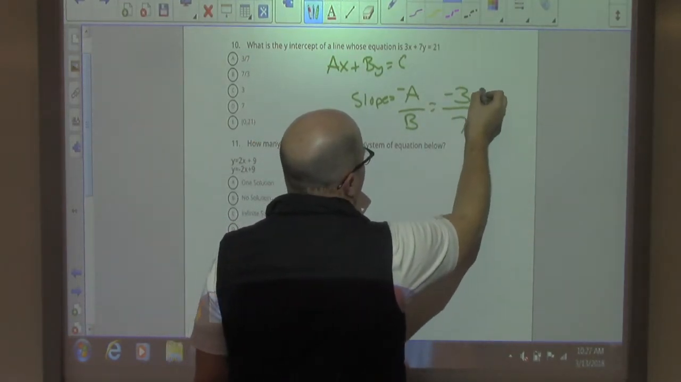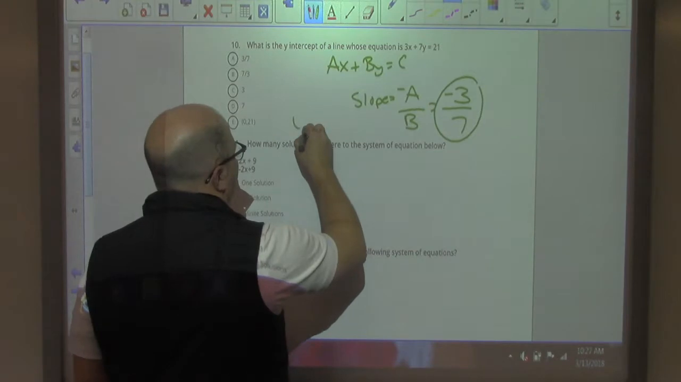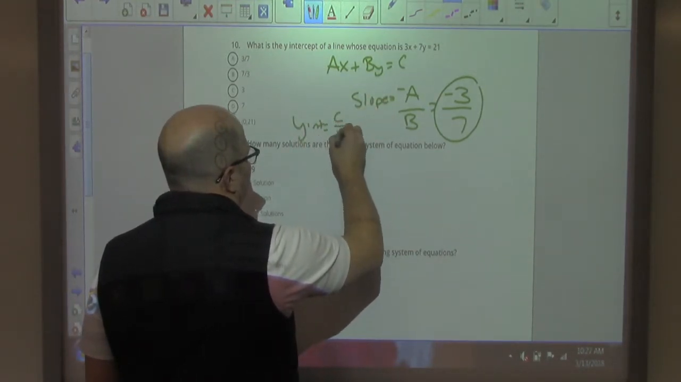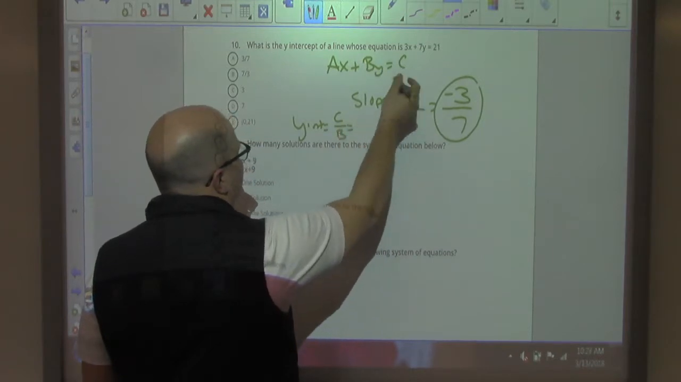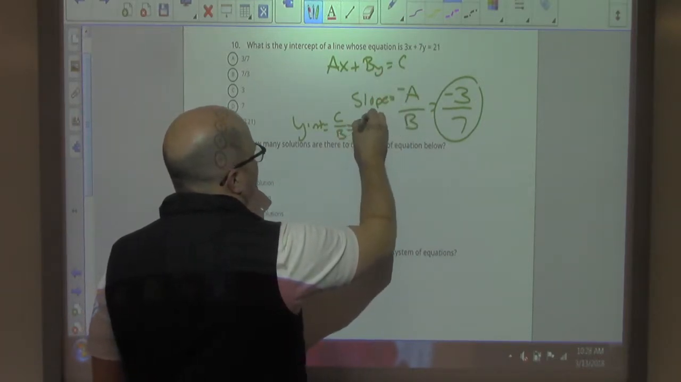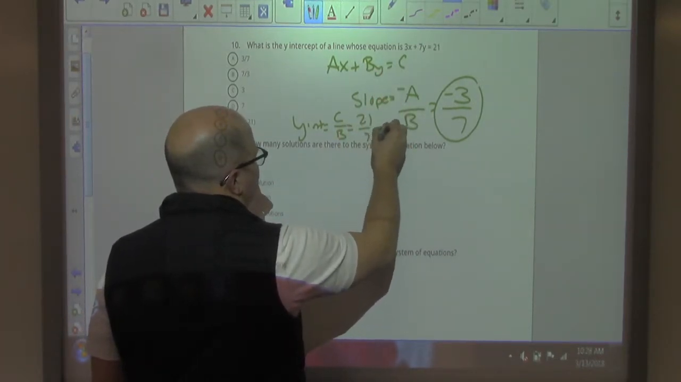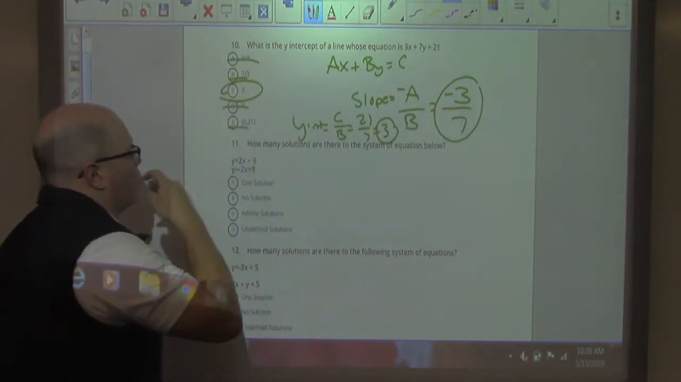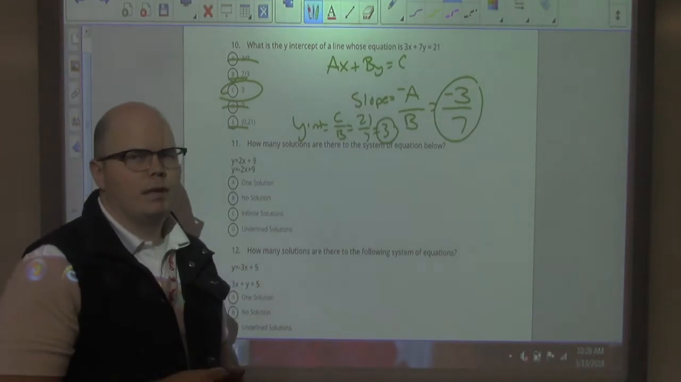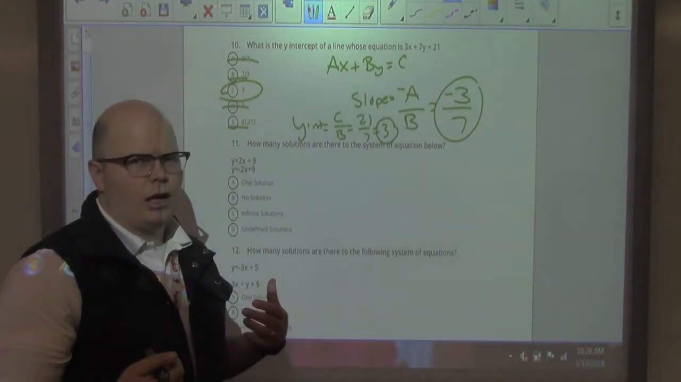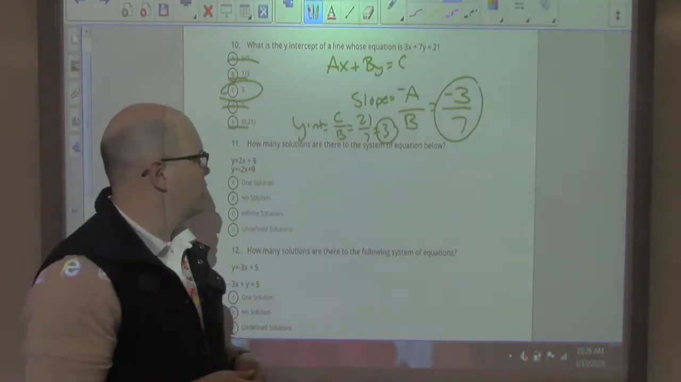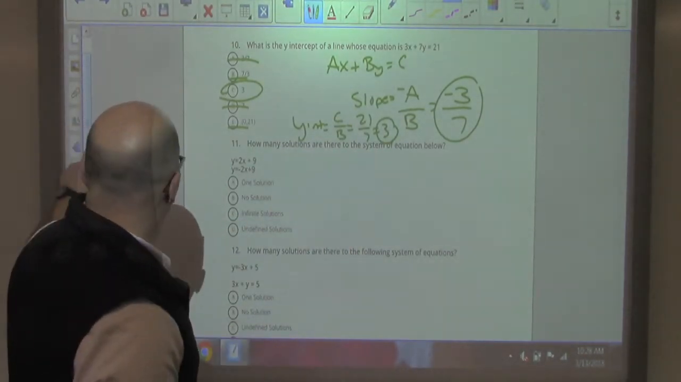So I know that that's my slope, and then my y-intercept is always c divided by b, which in this case would be 21 divided by 7, which leaves me with 3. So my answer would be 3. All those would go away. Okay? Or you could have just solved for y, or you could have just looked at your previous work where you already had the equation in slope-intercept form and know that it was plus 3 on the end.